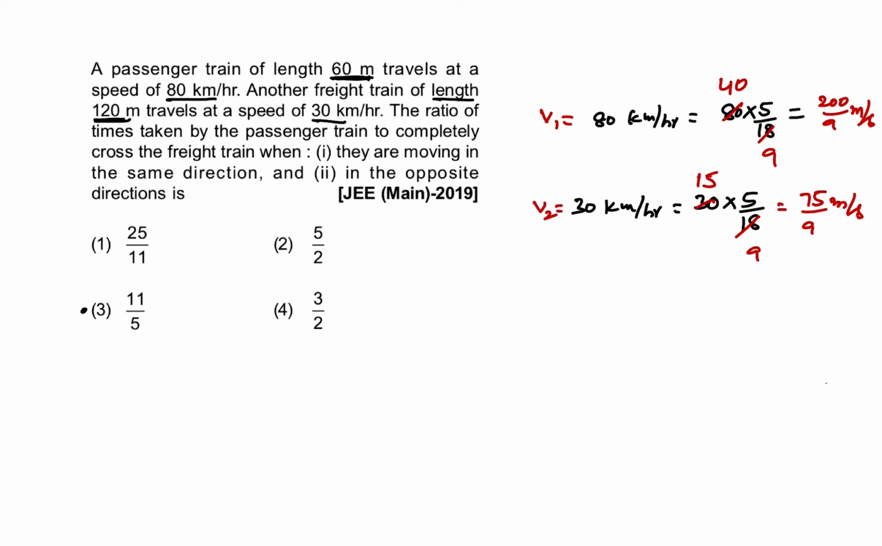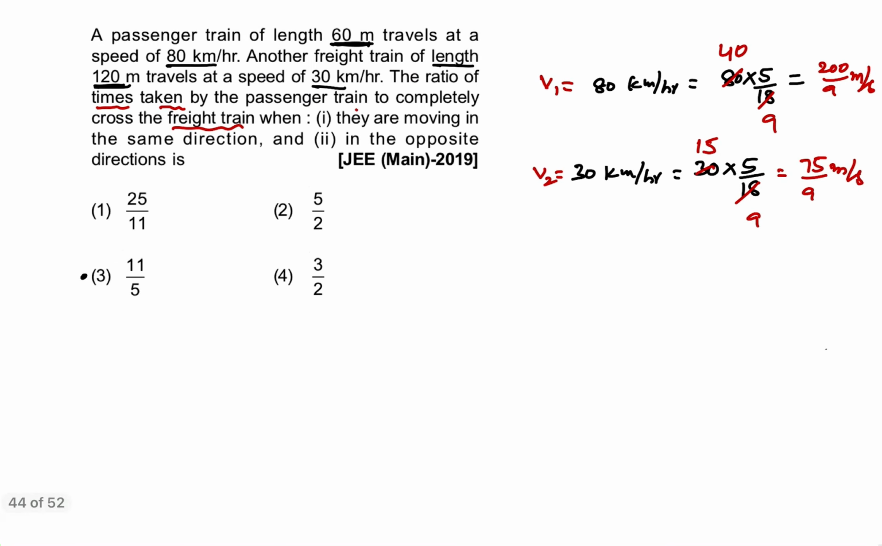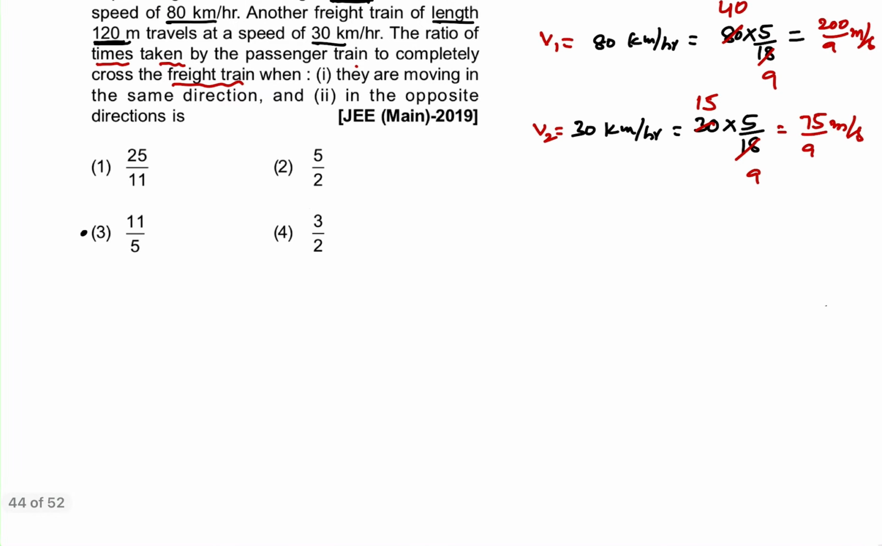Now you see here, in which direction are both the trains moving? The question they are asking is the ratio of times taken by the passenger train to completely cross the freight train. What is the meaning of freight train? Freight train means goods train, which actually carries goods. The train name is called freight train. This is a freight train and a passenger train, both are moving.